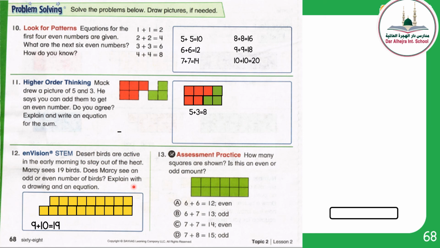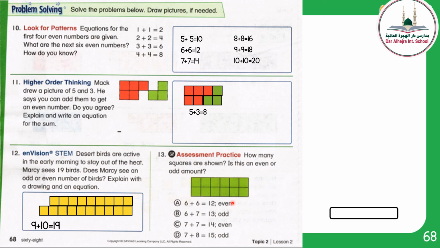And we can show that with the help of an equation. In the first row we have 9, in the second we have 10, so we can express it in the form of an equation. Finally, we come to the final word problem. How many squares are shown? Is this an even or odd number? Right away, looking at the picture, I can know that it's an even number.